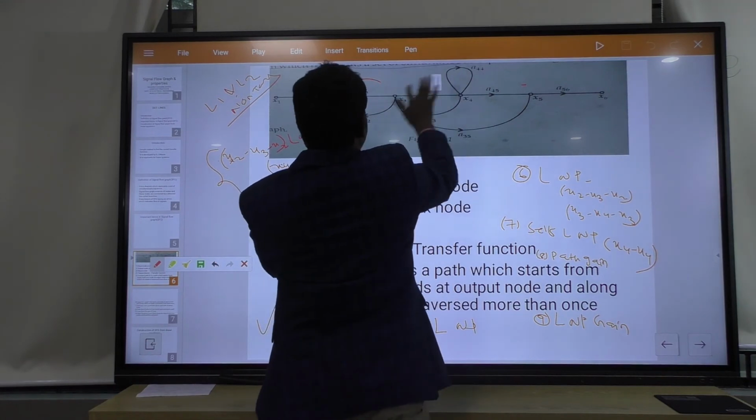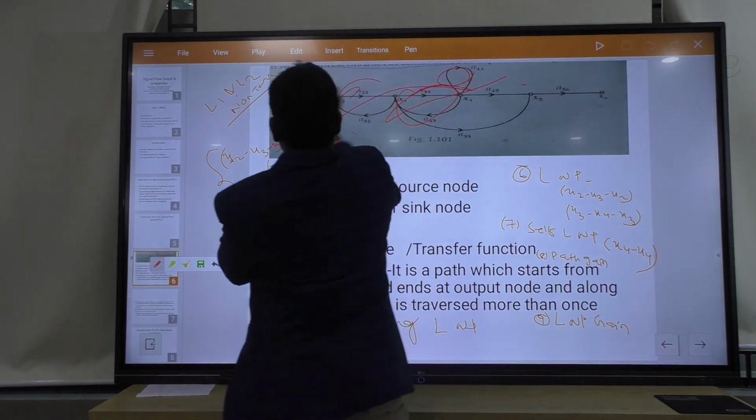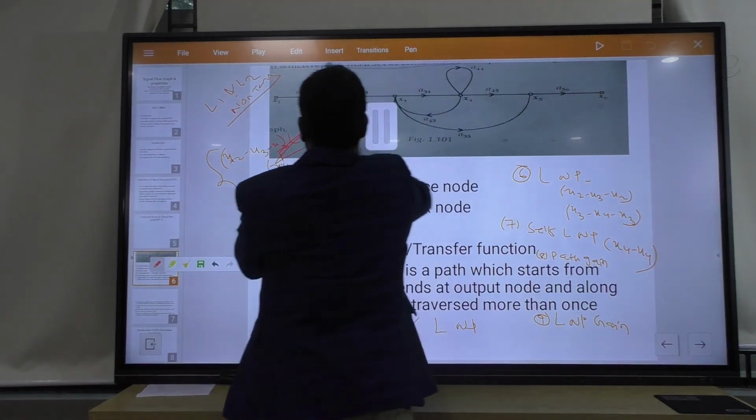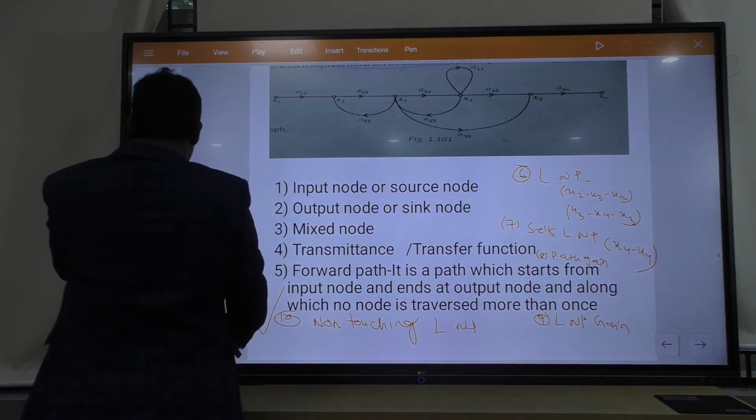Okay, then the middle loop touches this one, so it is not non-touching. The important part here is non-touching loops. Let us discuss non-touching loops; you just see the definitions here, and the remaining definitions as well.